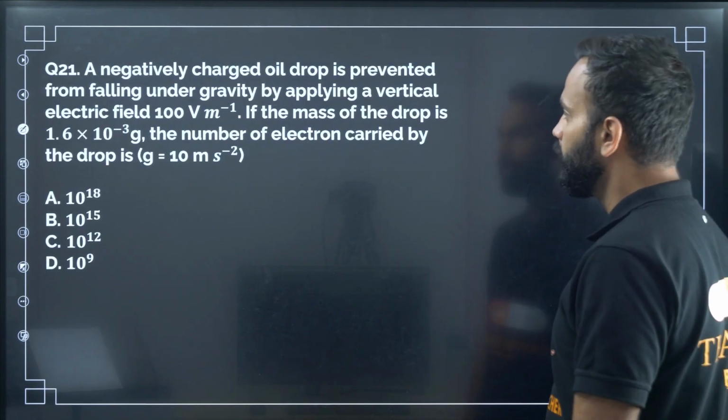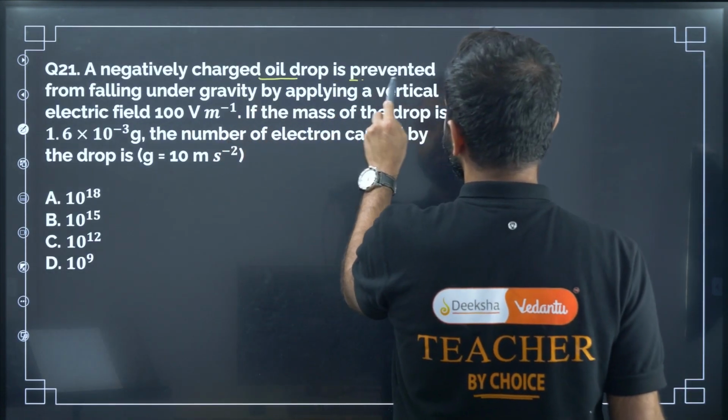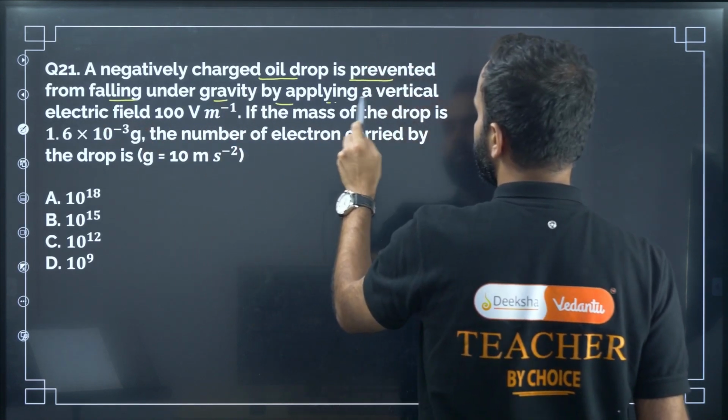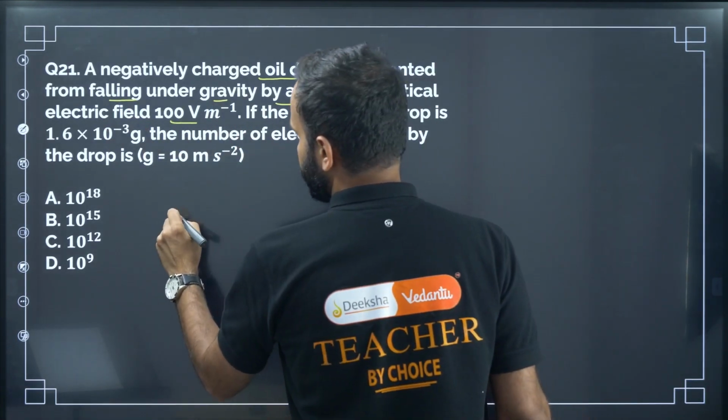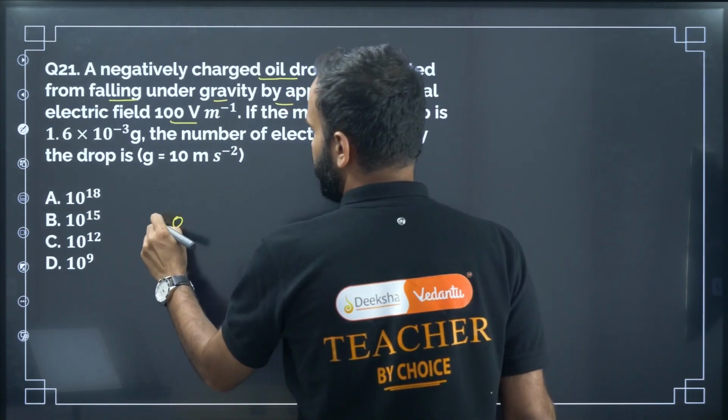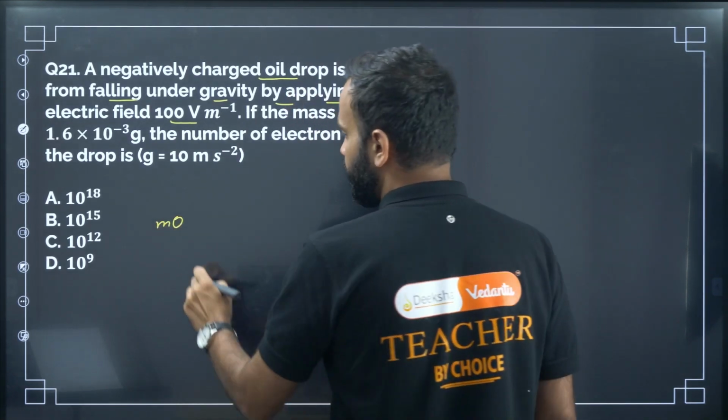Question number 21. A negatively charged oil drop is prevented from falling under gravity by applying a vertical electric field of 100 volt per meter. So this is the oil drop, the mass of the oil is m, and it is negatively charged.